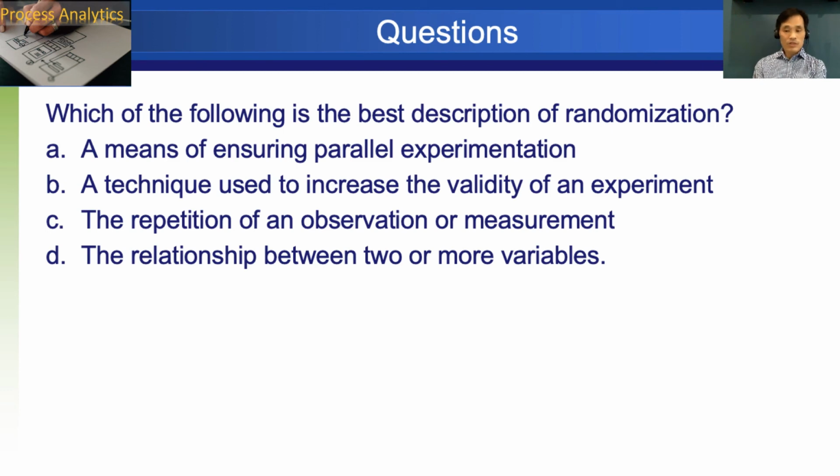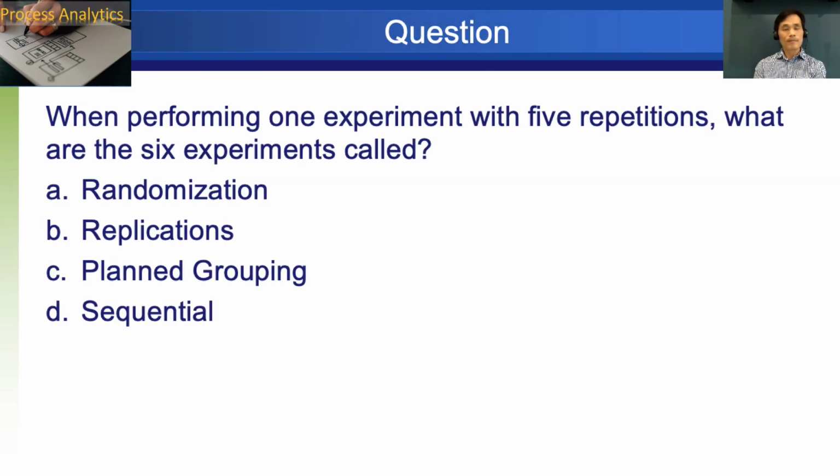Let's solve these questions together. Which of the following is the best description of randomization? A, a means of ensuring parallel experimentation. B, a technique used to increase the validity of an experiment. C, the repetition of an observation or measurement. D, the relationship between two or more variables. The answer is B. It's to increase the validity of an experiment.